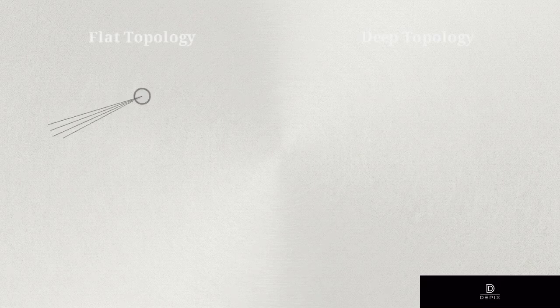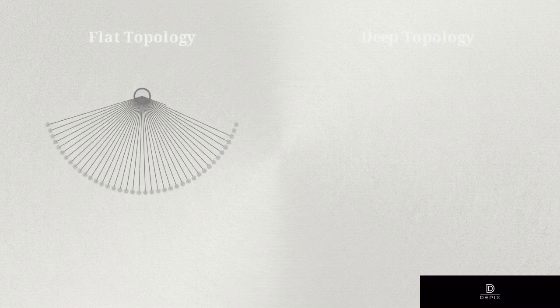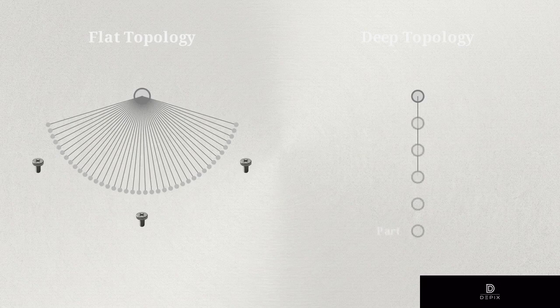To map this, we look at what engineers call a dependency graph, a diagram showing what must be removed to reach a specific part. Here we have two data trees. The left tree shows a flat topology with 40 nodes directly connected to the top layer. The right tree shows only 6 nodes, but they are stacked sequentially in a deep chain.